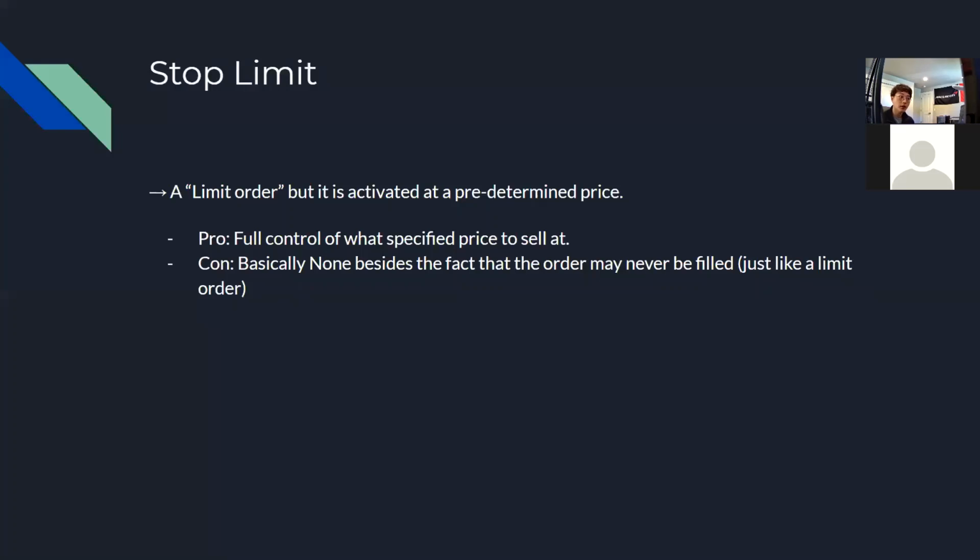One pro of this is that you have full control of what specified price to sell at. But one con is that there's no real solid con, besides the fact that the order might not be fulfilled, just like the limit order. So when you're thinking of a limit order, just think specific price, full control. You're going to be selling or buying at that specific price. For a non-limit order, you'll be buying at any price once that execution is triggered.